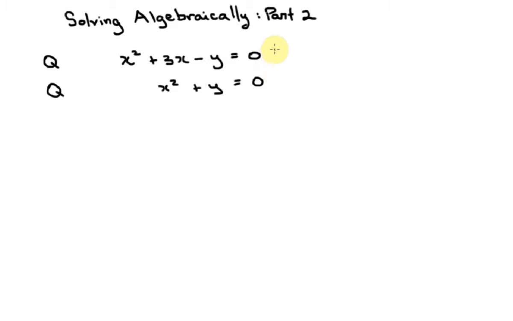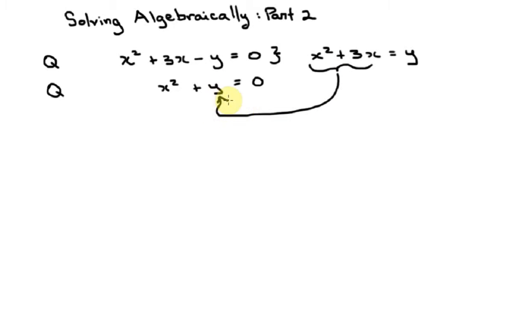I think what I'm going to do is take this equation that's on the top, and just add this y to the other side. Now, let me show you why I am going to do that. So I have x squared plus 3x, and that is the same thing as y. Then I'm going to take this stuff over here, and I'm going to substitute it in for this y right here. So I'm going to swap that out.